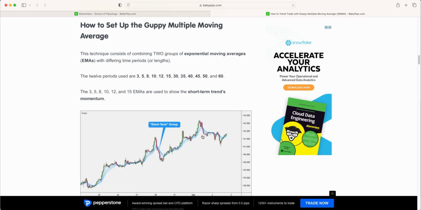But what I want to do is get some of the footage out from the archives, because I've actually created my own Guppy multiple moving average indicator absolutely free for TradingView. And if you can't find the indicator on TradingView, the source code or the pin code will be available down below in the description. All you got to do is copy and paste it into the script editor of TradingView to get it.